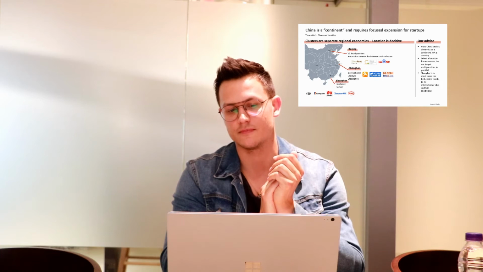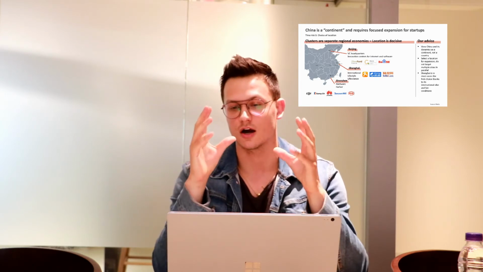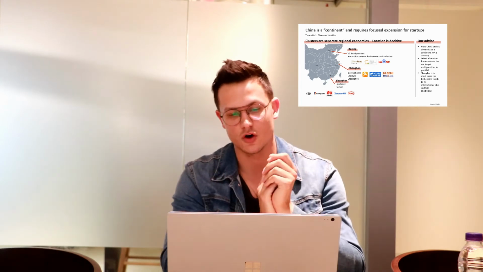So again, looking at the venture capital distribution, the whole area around Shanghai, including Nanjing, Hangzhou, etc., is the second largest conglomerate of VC capital.